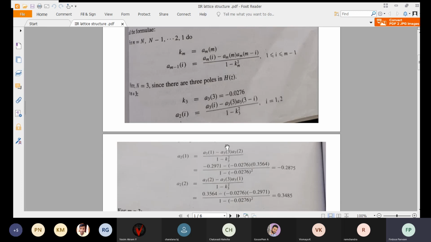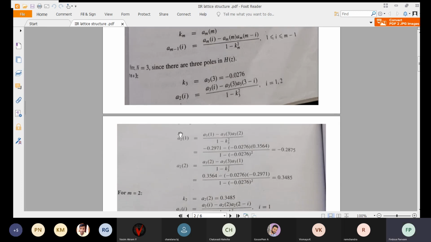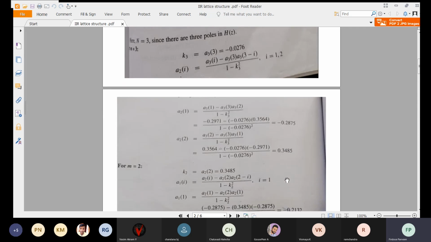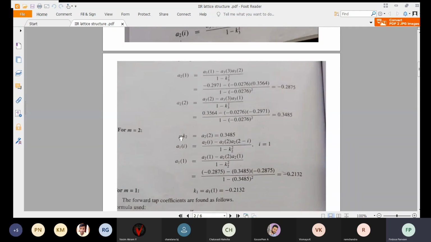So now we'll find out A2 of 1 first. So A2 of 1, you substitute here and you'll be getting this one. Okay. Next for A2 of 2, substitute in this, you will be getting this one. Okay. So A2 of 2 we know that is nothing but your K2.